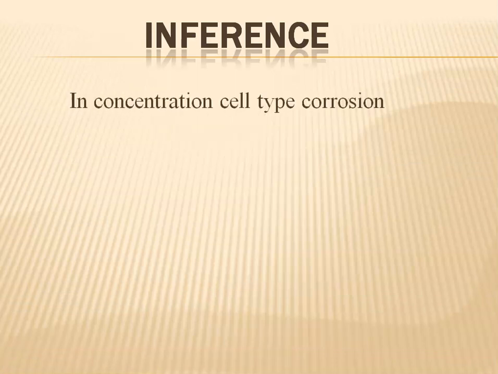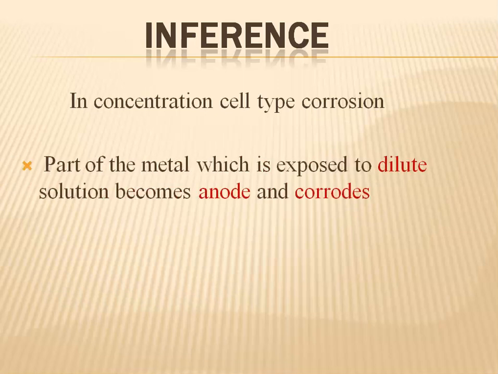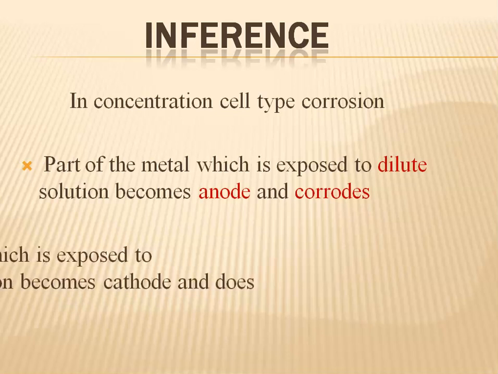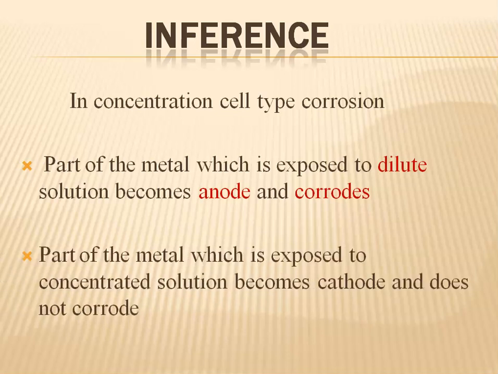What is the inference of these reactions? That in concentration cell type corrosion, the part of the metal which is exposed to dilute solution becomes anode and corrodes, whereas the part of the metal which is exposed to concentrated solution becomes cathode and does not corrode.